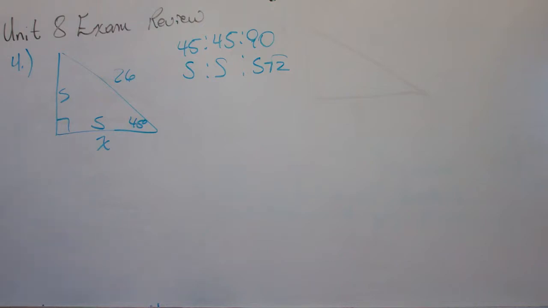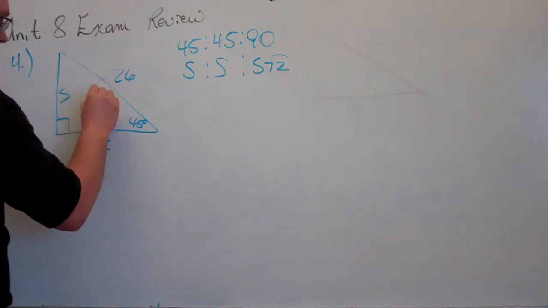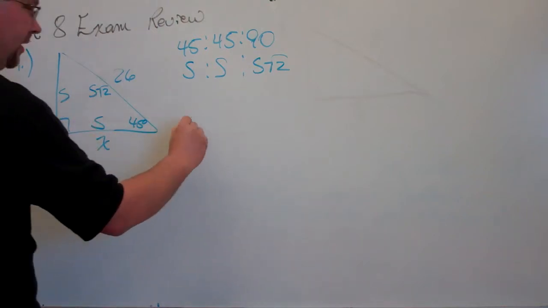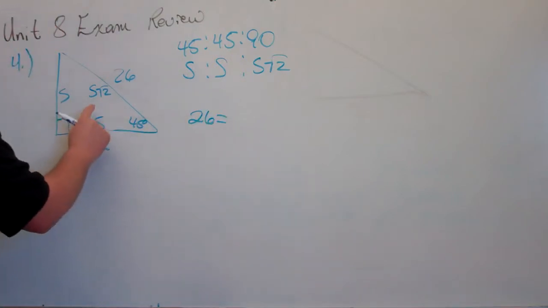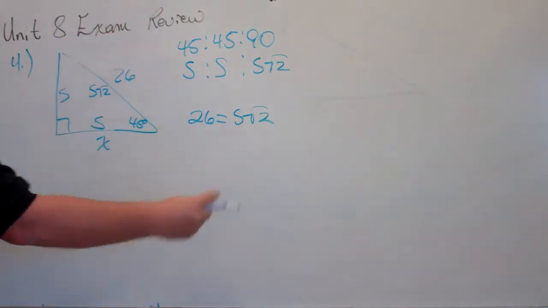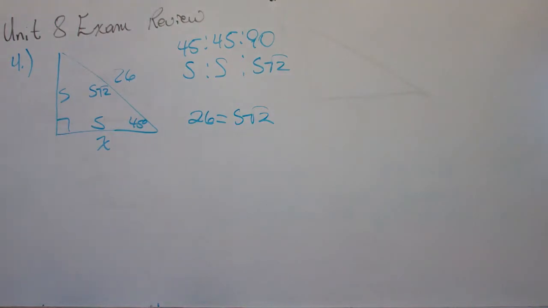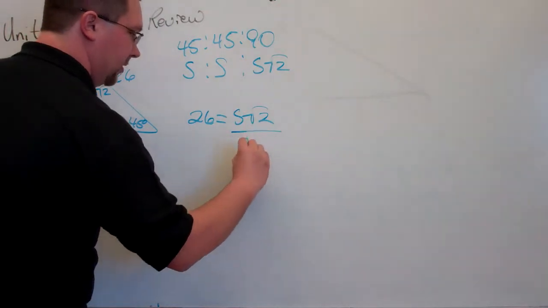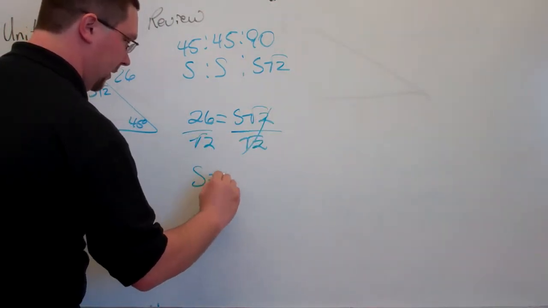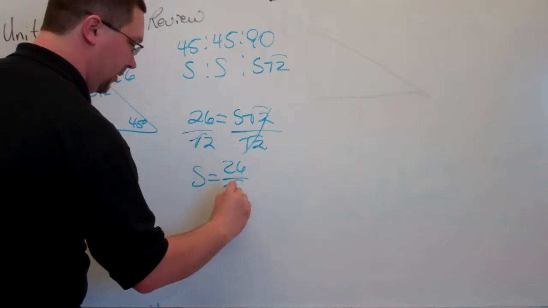Okay? So your hypotenuse is s times the square root of 2. So now what we have to do is find out what s is. Well, we know 26 equals s times the square root of 2. So now we're just going to solve for s. First thing, divide both sides by the square root of 2. So s equals 26 over the square root of 2.